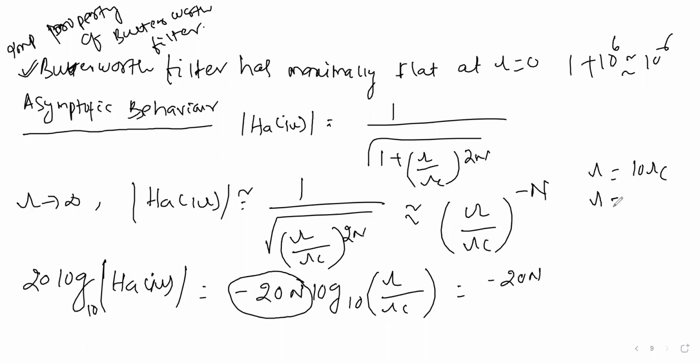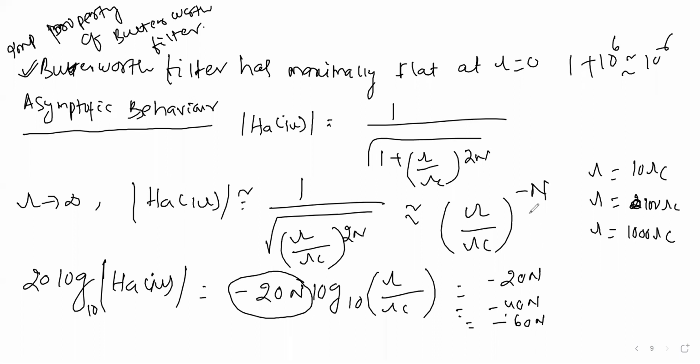Now if omega equals a more multiple of 10, 100 omega c, then what will happen? It's 100, then it is minus 40n. If omega equals again a multiple of 10, it is 1000 omega c, then what will happen? It is minus 60n. Yes or not? See, so what is happening? This negative value means the plot will shift down. The plot will shift, or the complete characteristics will go down.